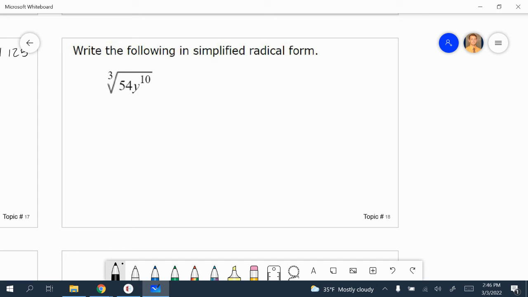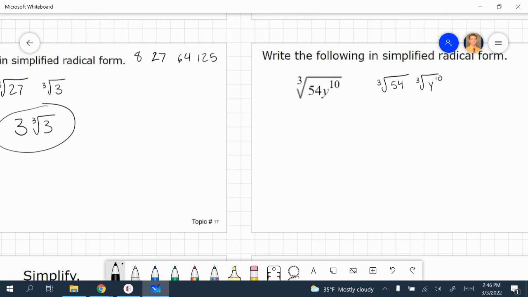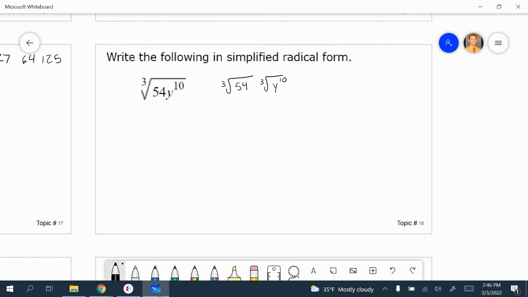Topic number 18. I'm going to split this up again. So let's split it up into the third root of 54 and the third root of y to the 10th. The third root of 54, if I wanted to find a perfect cube that goes into 54, I think 27 goes in again. So I'm going to split that into the cube root of 27 and the cube root of 2.